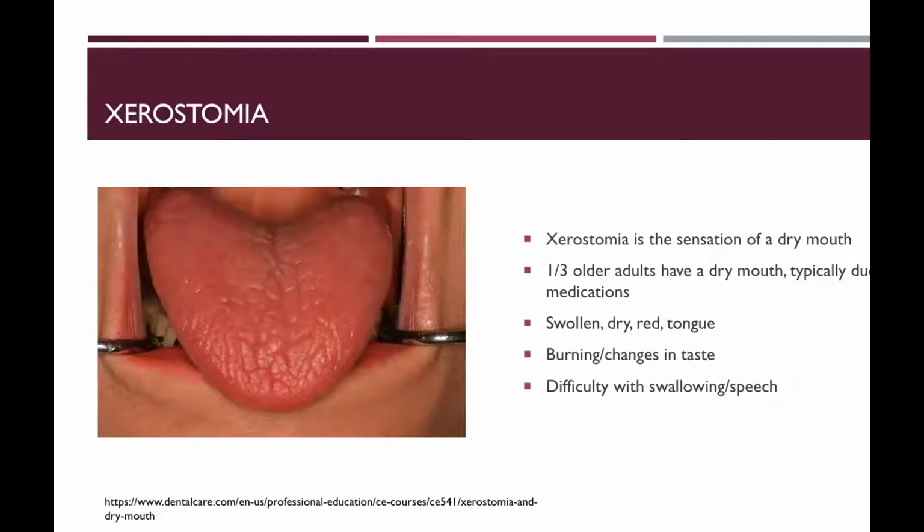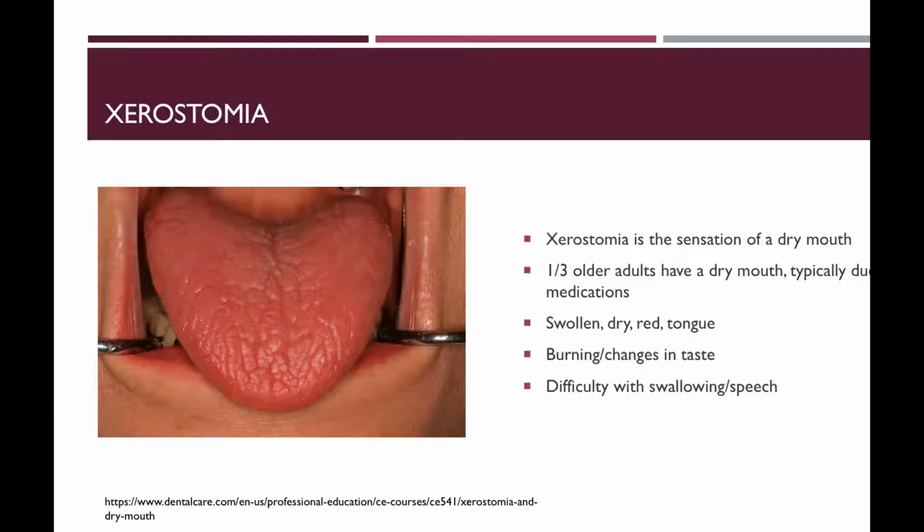Xerostomia is the sensation of having a dry mouth, and that can be the lips, the tongue, the gums, anywhere inside the mouth itself. About 30% of those over the age of 65 can have this sensation. And it's actually primarily due to the side effects of medications, but sometimes can also be due to a medical condition itself, such as diabetes or Parkinson's disease. Usually the symptoms are a swollen, dry, red tongue, a burning sensation, changes in your taste, or difficulty with speech or swallowing.